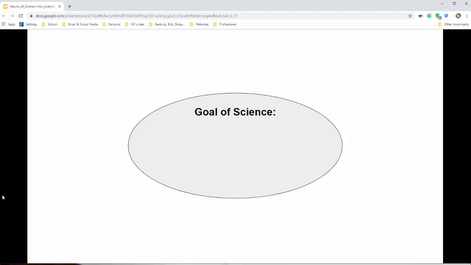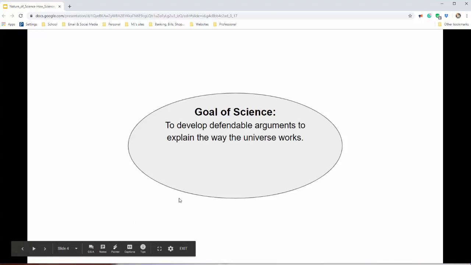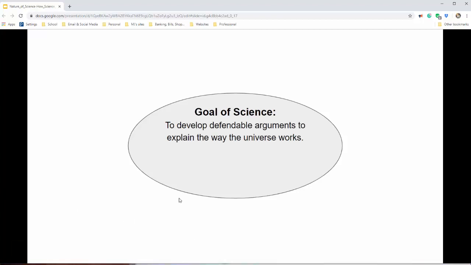Boy, she nailed it, okay? To develop defendable arguments to explain the way the universe works. So it's not just explaining the way the universe works, because you know what? Scientists don't know. We're trying to come up with defendable arguments for the way the universe works.